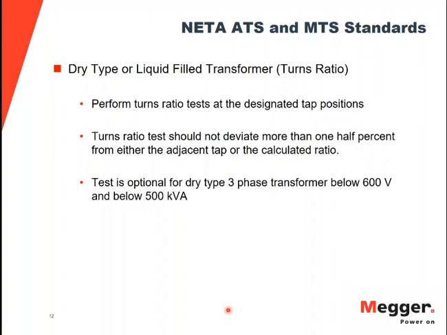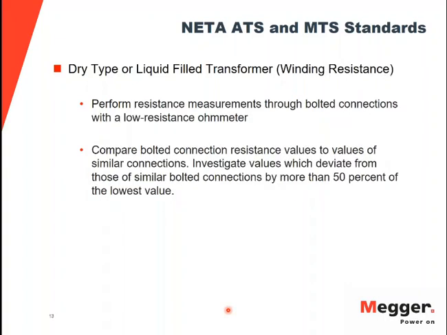One of the exceptions is that if you run into a small dry type transformer rated below 600 volt and below 500 kVA, the TTR test is optional. Likewise, for the winding resistance, this test is also recommended in both ATS and MTS. The criteria for analyzing the reading is that if you see any deviation of more than 50% from the lowest value, either between the phases or similar transformers, it is recommended to investigate those results.